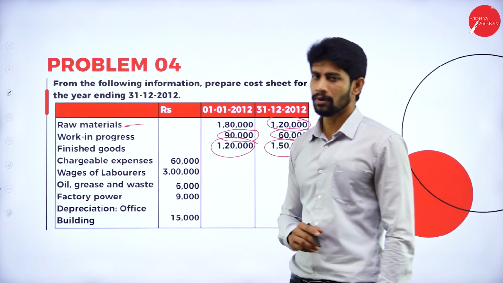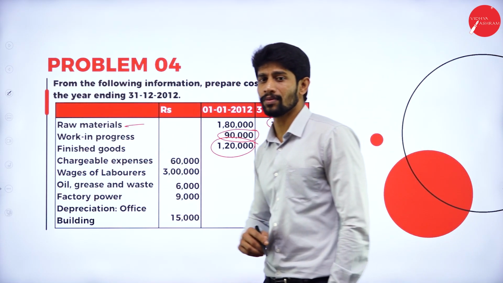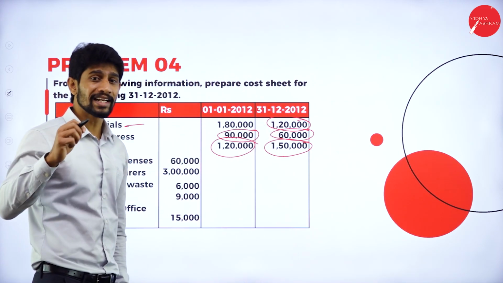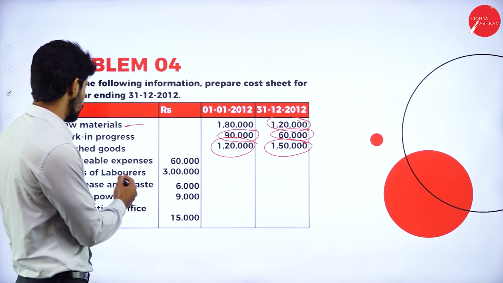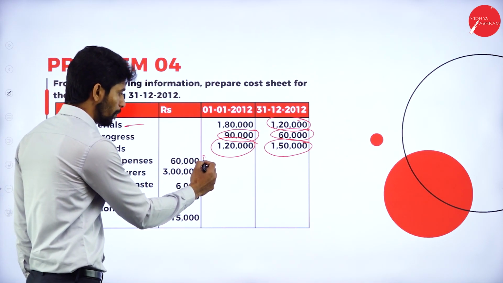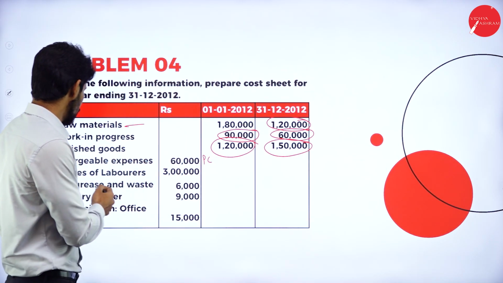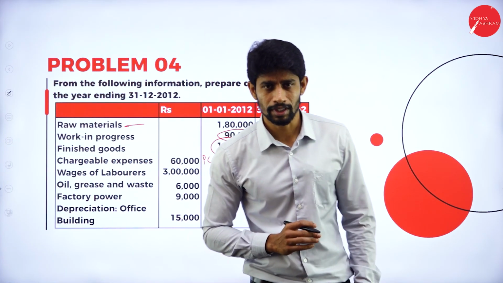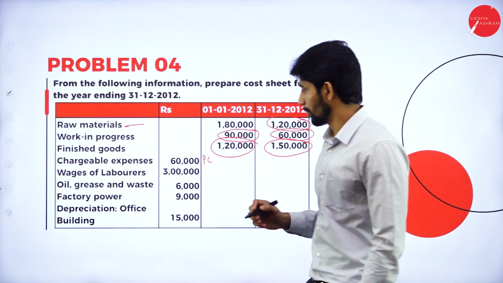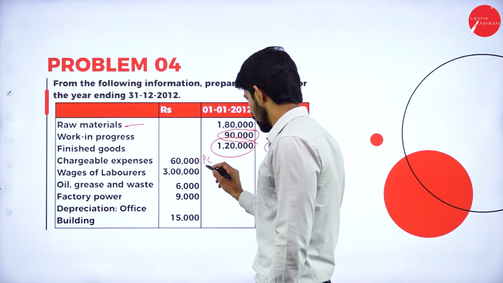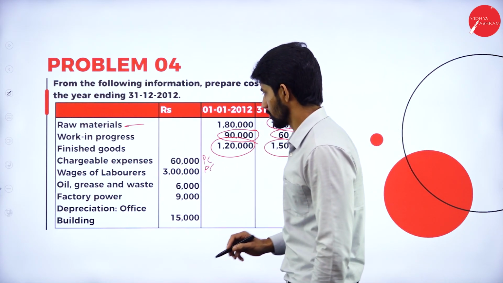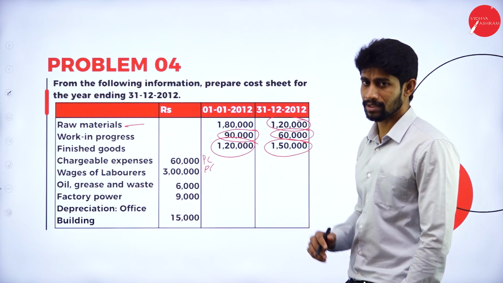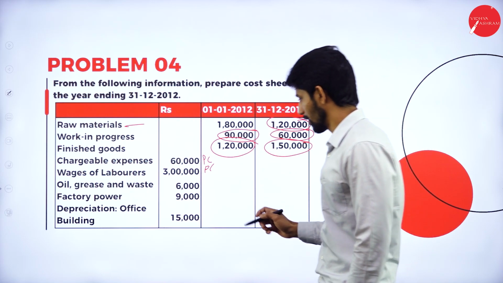Next, chargeable expenses. So what is this chargeable expenses? Chargeable expenses is nothing but direct expenses. So where we consider this direct expenses? In prime cost. Next one, wages of laborers. So wages of laborers is nothing but direct labor or direct wages. This also comes under prime cost. Next, oil, grease and waste. So where we use oil, grease and waste? In factory. So factory cost.